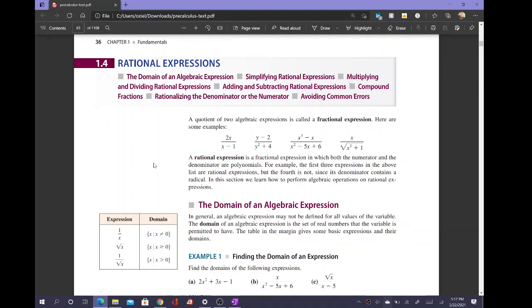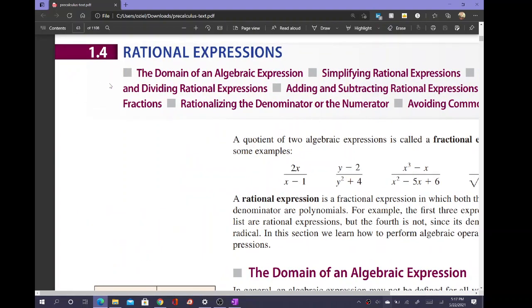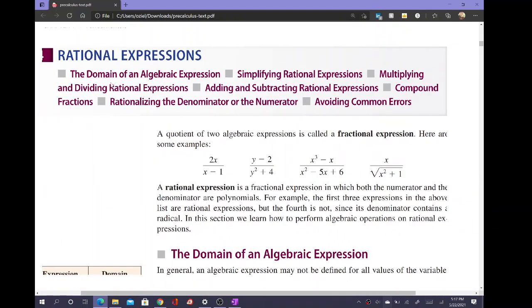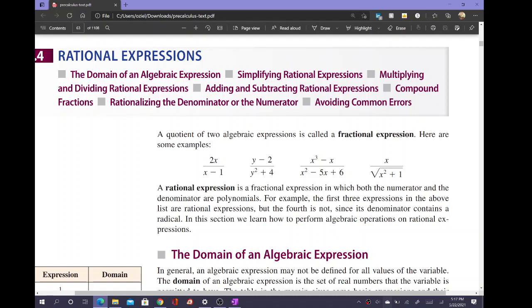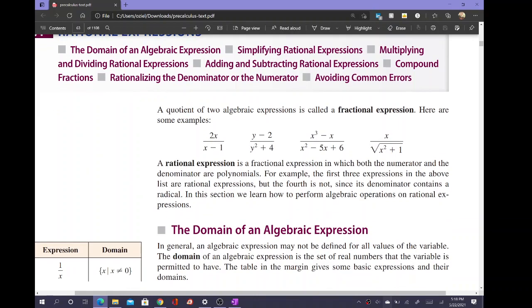In this section 1.4 of Precalculus, we're going to do the following: the domain of an algebraic expression, simplifying rational expressions, multiplying and dividing rational expressions, adding and subtracting rational expressions, compound fractions, and rationalizing the denominator or the numerator, and avoiding common errors.